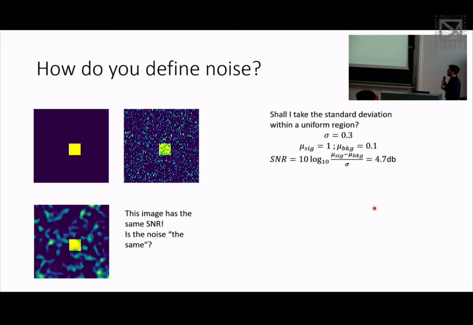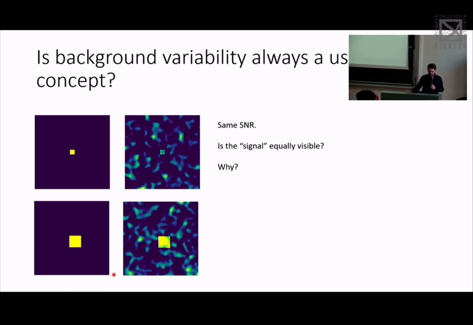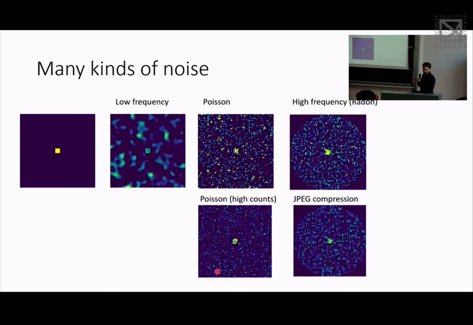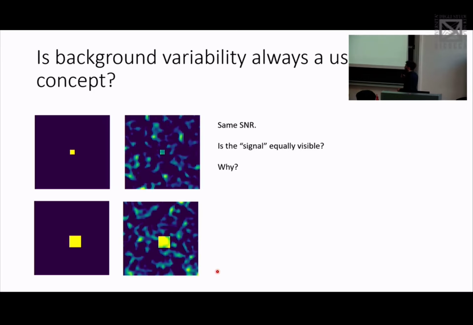Because what's the limit? This image has exactly the same signal to noise ratio, but if I ask you whether this noise is the same, I think that we can all agree that it's not the same. And also, is the background variability a useful concept? If I ask you if you can see the signal equally well in these two cases, you probably will say no. And why is that? Because intuitively, the spatial scale of this noise is different from the spatial scale of the signal.